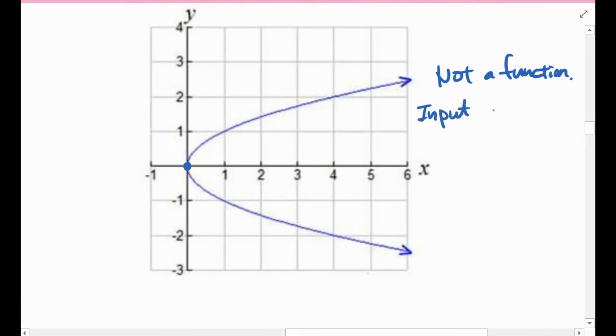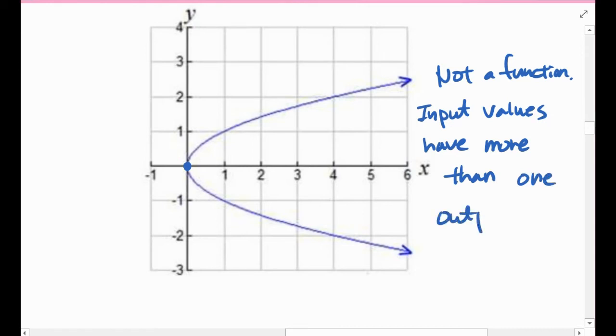Input values have more than 1 output. Therefore, not a function. Okay?